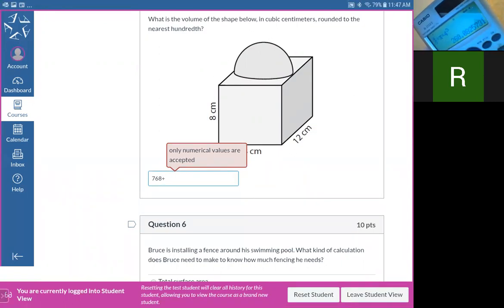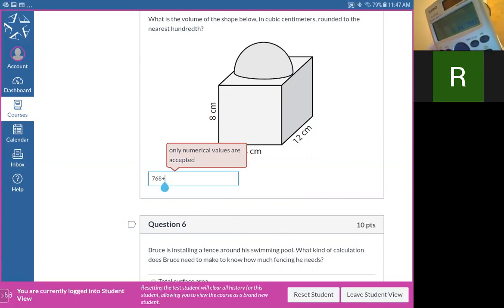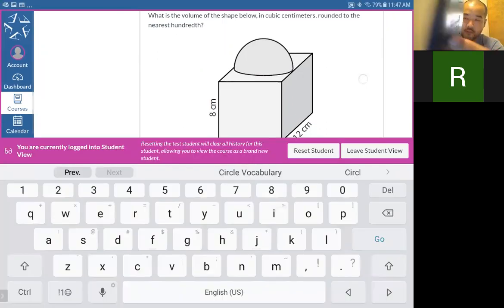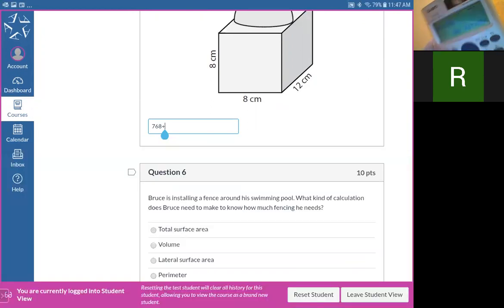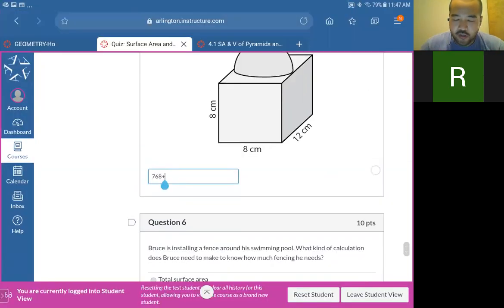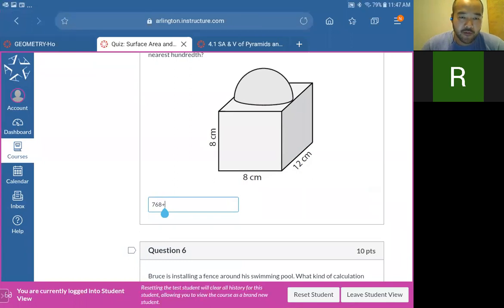I got 2,144.66 for this. Oh, no, it's a half circle. Okay, so that's a whole sphere. Divide that by 2, 1,072.33. So I'm gonna add 768 to that. There you go. Here's the answer to that one. That's how you do those. You just do the volume of each one and add them together.